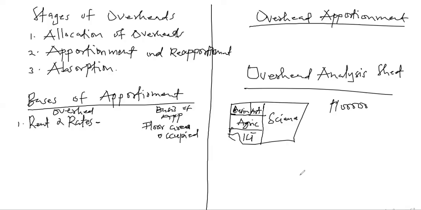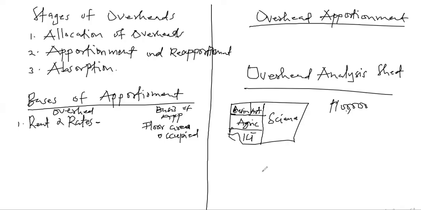So if this company is supposed to pay 100,000 as rent and rate at the end of the year, it wouldn't be fair that all the departments should pay equally, because when you look at this, you can see that science is occupying half of the floor area.